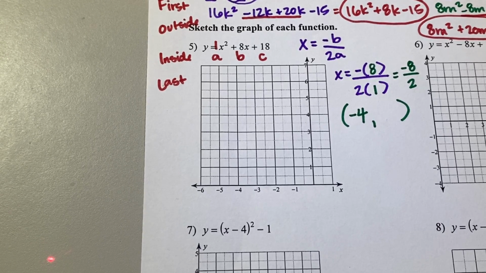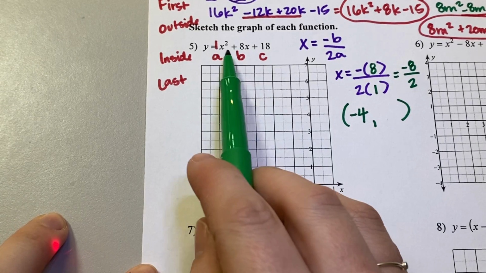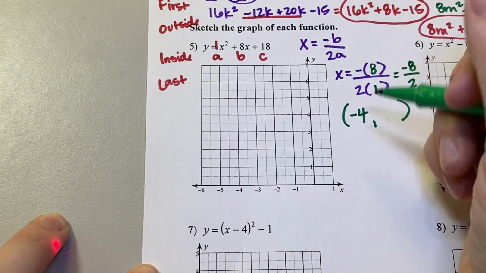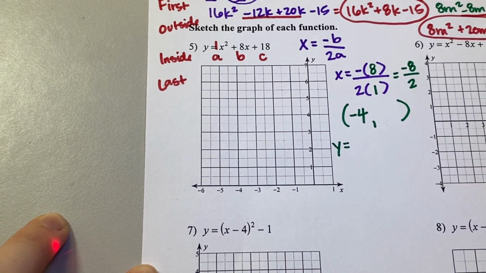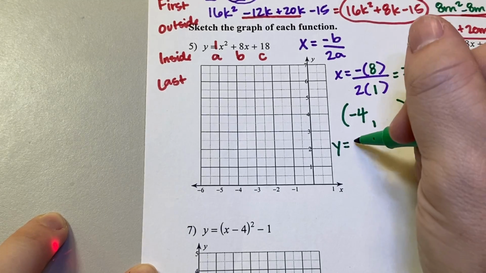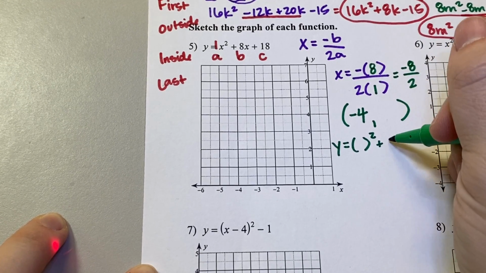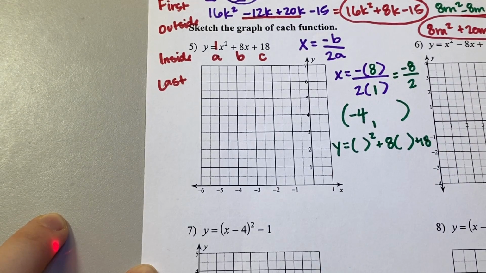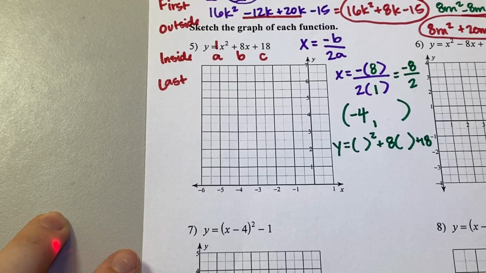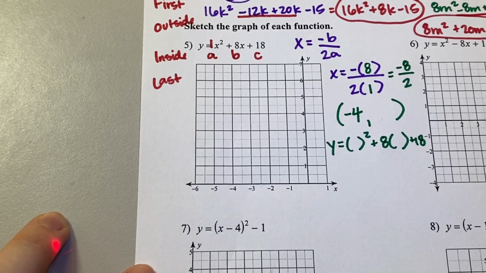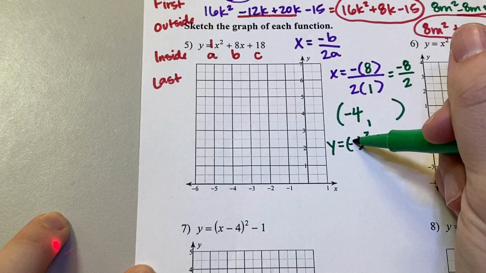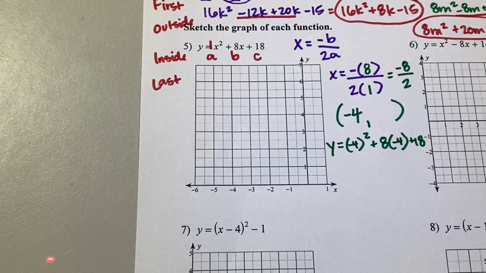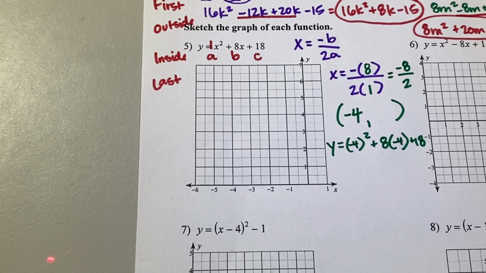Now that we know our x, look back up at our equation. We can plug in what we found for x into our x spots, because now we need to figure out what y is. So y equals x squared plus 8 times x plus 18. I found that my x is -4, so I'm going to put a -4 in my x spots. I have 2 x spots.